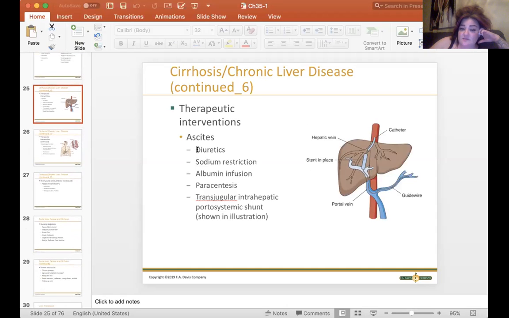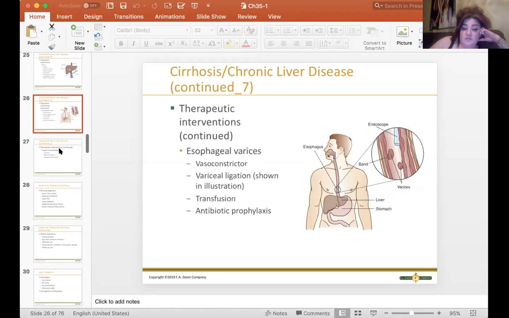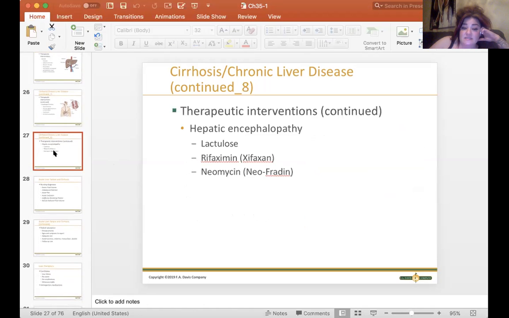Cirrhosis treatments include diuretics, of course, that makes sense because we talked about edema. Sodium restriction, because we know the water follows sodium. Albumin infusion, we talked about albumin. Why? Because albumin is going to help put the fluids in your body in the right compartments where they need to go. We talked about esophageal varices, and hepatic encephalopathy, lactulose.